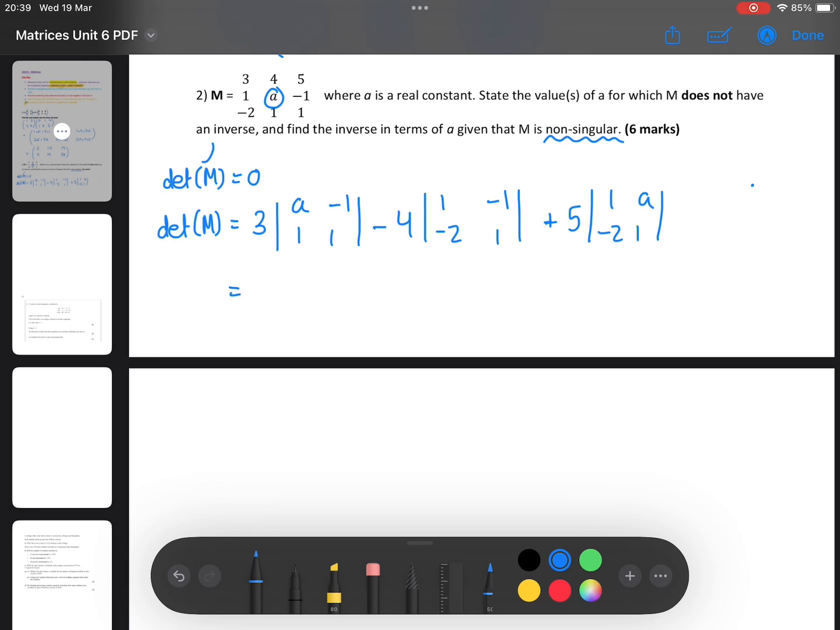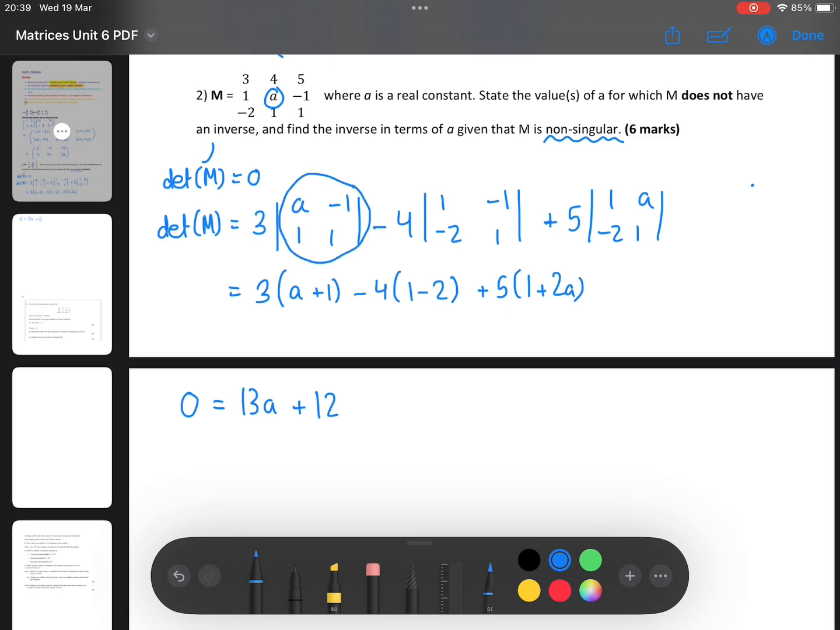If you put that together, we get 3a plus 1 minus 4, 1 minus 2, add 5, 1 plus 2a. If we equate that with 0, because we're trying to find the values for which a doesn't have an inverse, we get 0 equals 13a plus 12. Hopefully it's clear how I've done this.